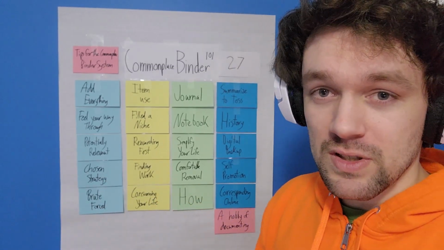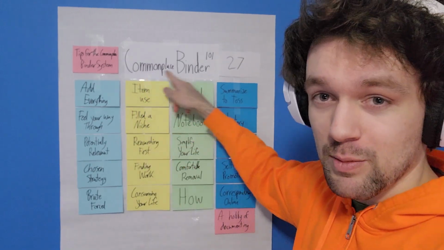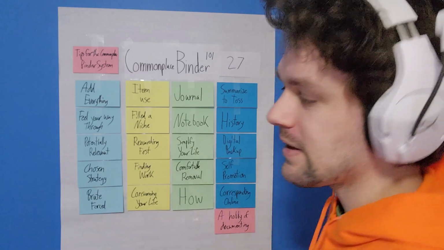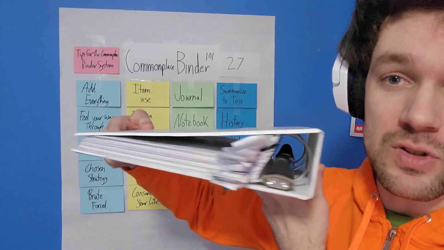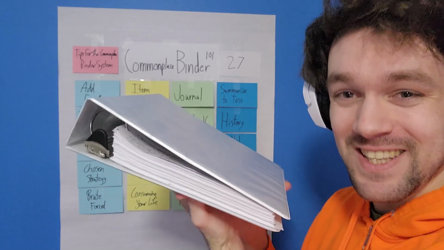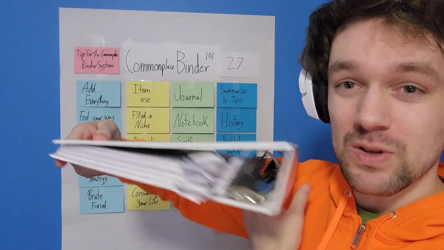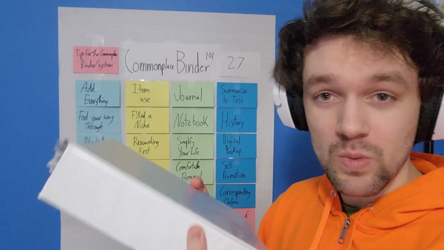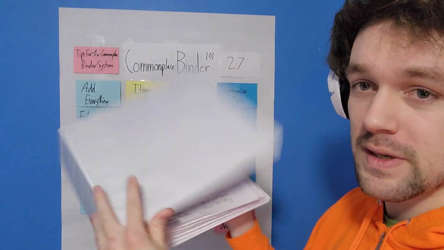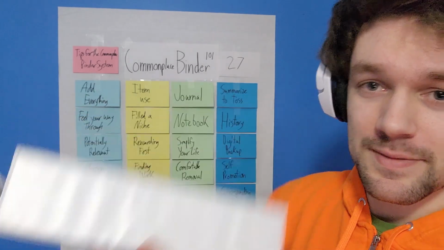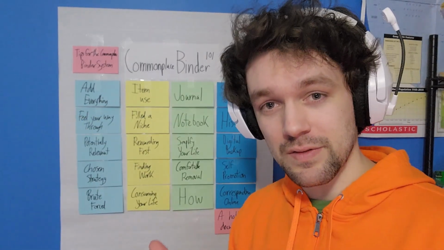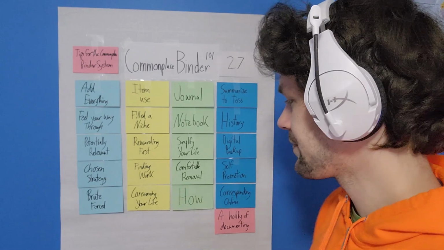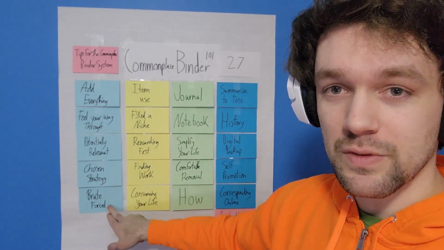Now, my chosen strategy is to make the Commonplace Binder 101 playlist. So that way I can actually show you a demonstration binder. Now, what's in here? Well, we've got our contents page, we've got our tabs, and the stuff on the contents page is within the binder. This is kind of brute forced.